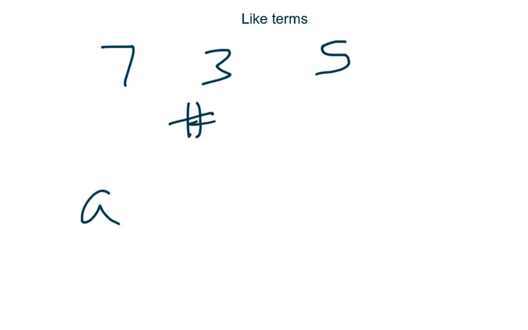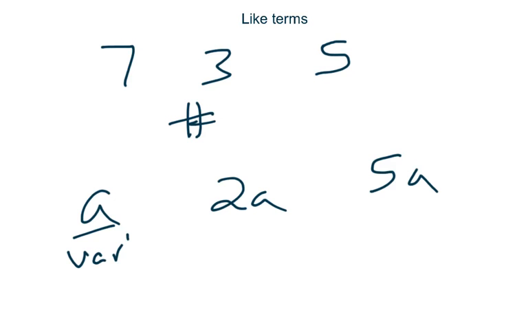A, 2A, 5A. These are what we call like terms because they all have what we call a variable. And the variable, in this case, is all the same. It's the letter A. So, if we added this up, you have 7 plus 3 plus 5. 7 plus 3 is 10, plus 5 is 15.